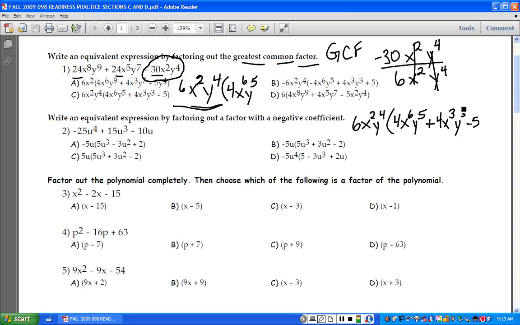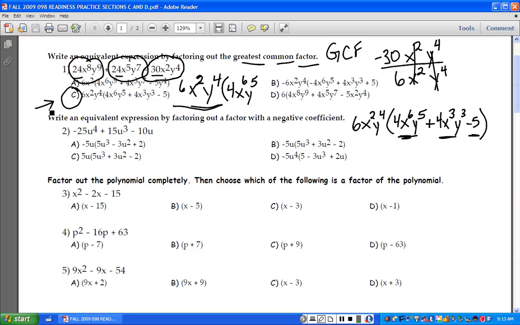And that, because you factored each term of the polynomial, you factored all three terms, you are now finished. Here's what you got for the first term, second term, last term. So that would be our final answer. In this case, our final answer would be 6x squared y to the 4th, times 4x to the 6th, y to the 5th, plus 4x to the 3rd, y to the 3rd, minus 5. So it looks like our answer would be C. Okay, so C would be our answer here.